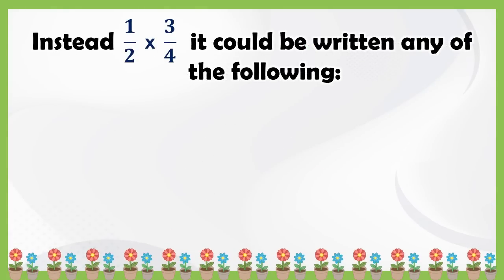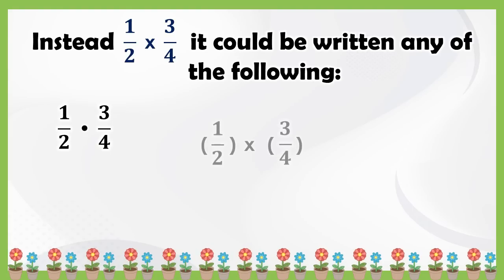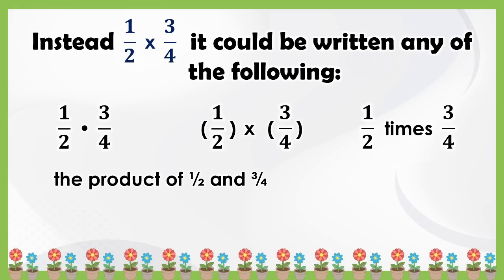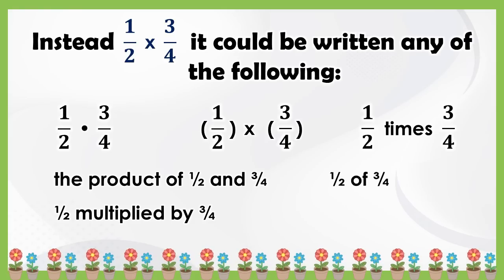Instead of 1/2 times 3/4, it could be written in any of the following ways. 1/2, the symbol dot, 3/4. It can be open and close parentheses 1/2 times open and close parentheses 3/4. It can be the product of 1/2 and 3/4. It can be 1/2 multiplied by 3/4, and 1/2 of 3/4.